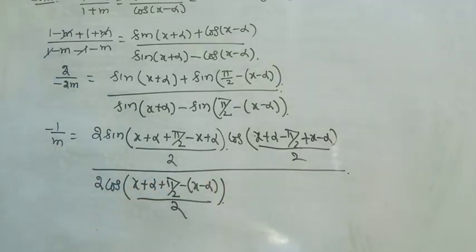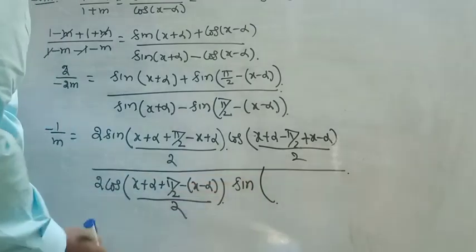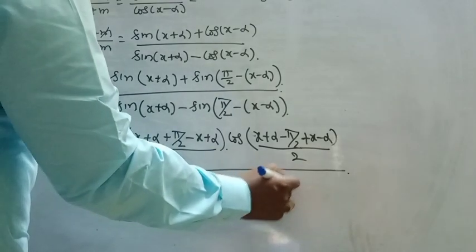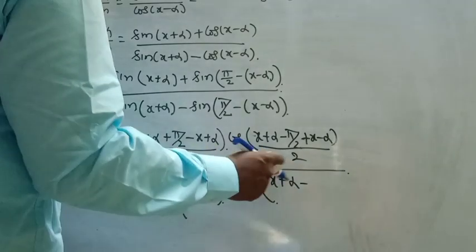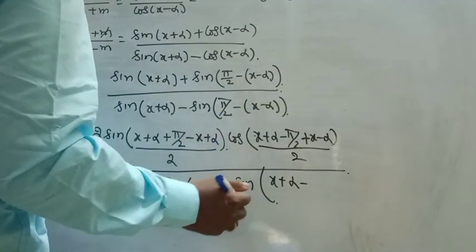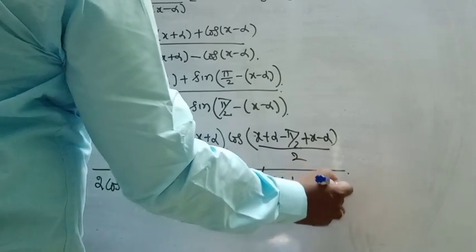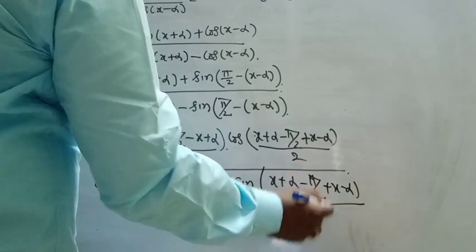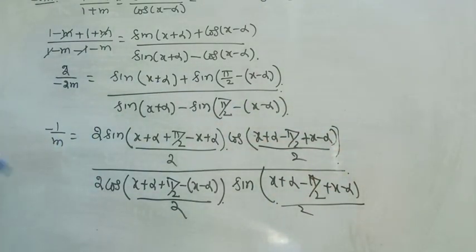2 cos (c plus d)/2 sin (c minus d)/2, like this, sin (c minus d)/2. That means x plus alpha, okay, c minus d. Minus d means what? You are going to get minus pi by 2 plus (x minus alpha), this whole by 2. This is what we are going to get. If we just simplify, we will be nearer to our problem.